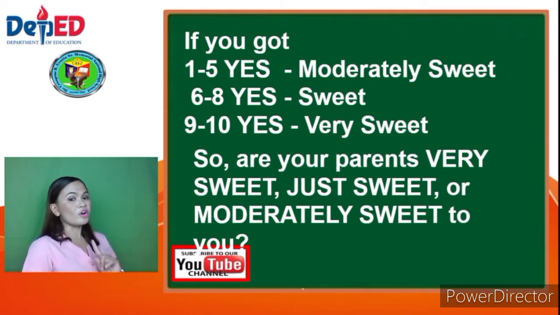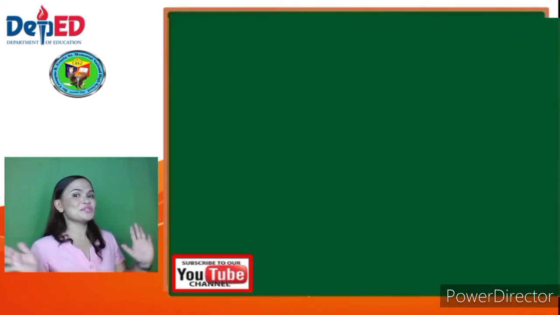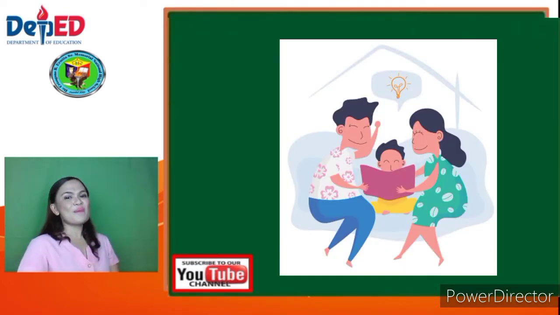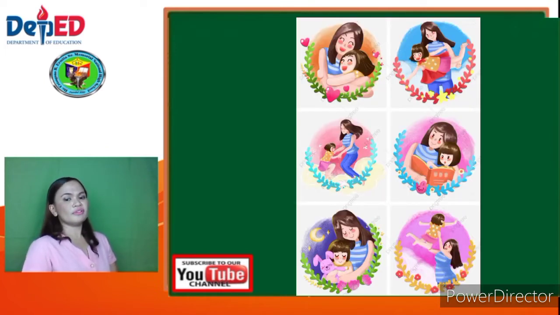So, are your parents very sweet, just sweet, or moderately sweet to you? Were you surprised at the result? Remember that the given statements are just some of the ways our parents or guardians can show their sweetness to us. There are still other ways which may not be indicated above as to how they can let us feel how they love us. Definitely, our parents have different ways of showing their love for us. Now, get ready for our lesson this week.